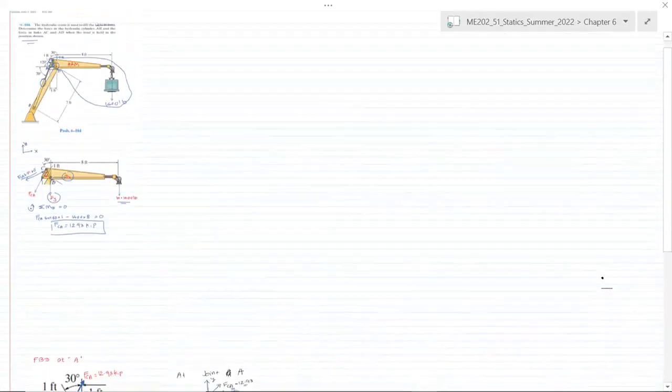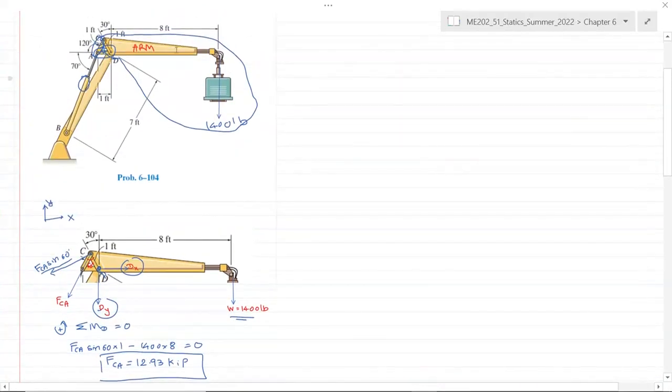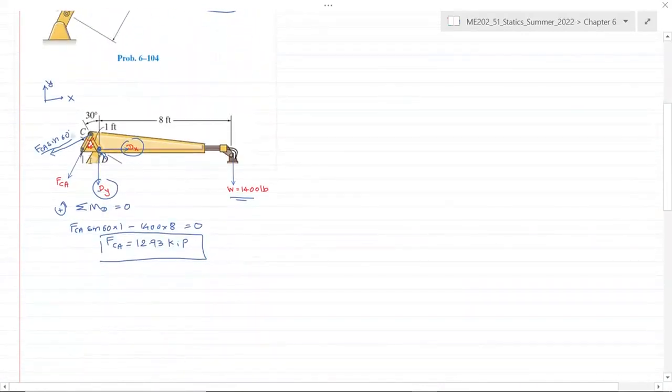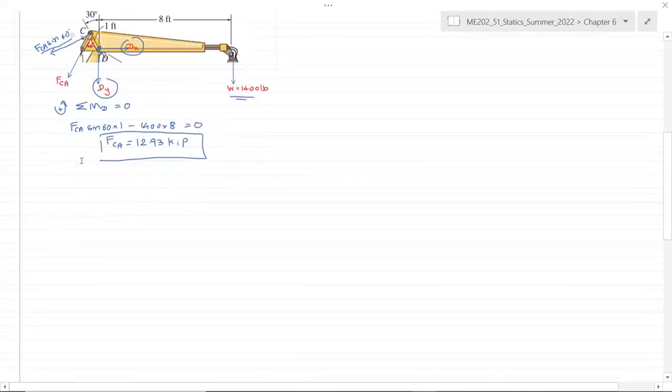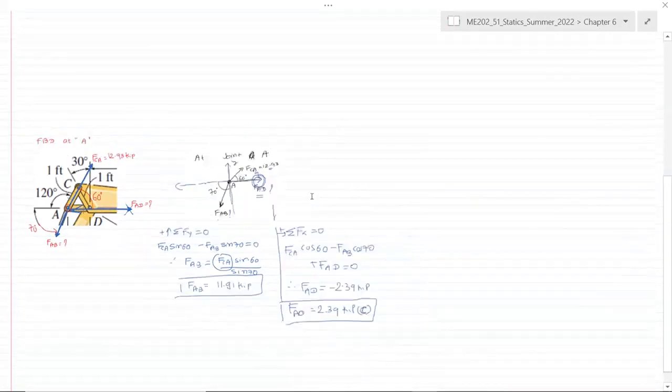Okay, so once again, look at the approach that we have followed. We have drawn two separate free body diagrams, one for the cantilever arm of the machine, and we have applied sum of moments at D and solved for force in link AC. And then we have drawn the free body diagram at joint A and solved for the unknown forces FAB and FAD.